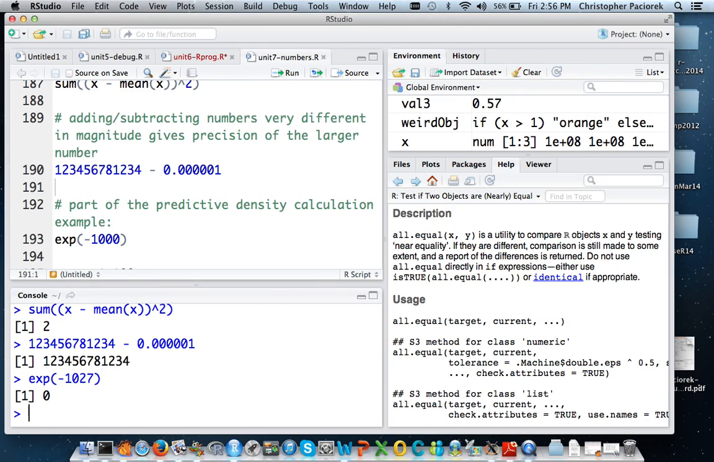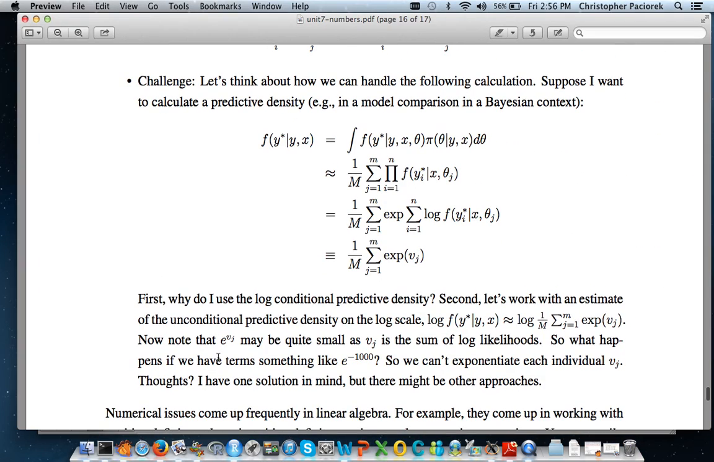So the question is whether there's anything. Let's go back to the PDF here. What I've done is relate what I just said to the change in notation here. This summation, the minus 1024, the minus 1022, the minus 1027, each one of those is a different value for a different j of this summation. Let's just call this whole thing v sub j. So here's v sub 1, here's v sub 2, here's v sub 3, et cetera. So the question is, how can I possibly do this sum when I can't exponentiate the individual values, because I get back a 0 because of underflow?